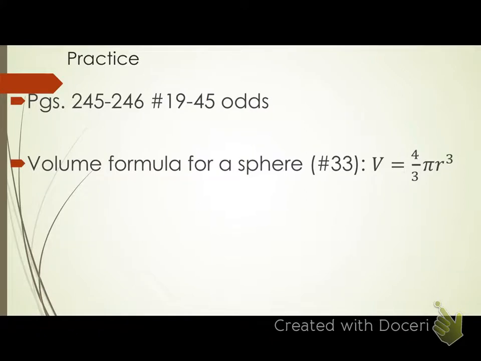Here's our assignment, pages 245 through 246, numbers 19 through 45 odds. And I'd go ahead and write this down, this volume formula for a sphere. You're going to need that on problem number 33. V equals 4/3 times pi r cubed. What does r stand for? Radius. I believe on number 33 you're actually finding the radius. It'll give you the volume, so you plug the volume in for V and then start solving for r.